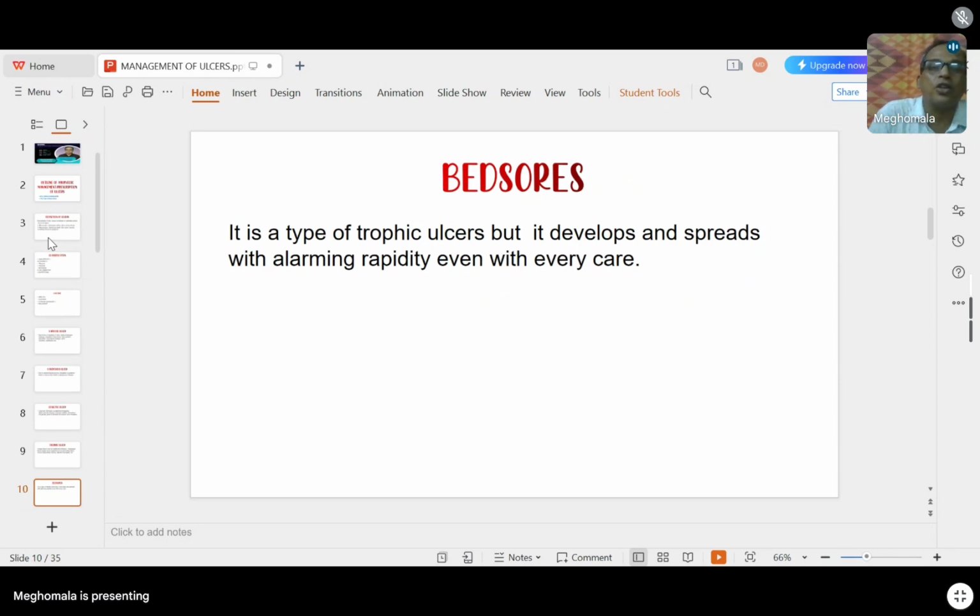Bed sores. Bed sore is also a type of trophic ulcer, but the difference between the trophic ulcer and bed sore is that it develops and spreads with alarming rapidity even with every care. What sort of care you are taking? But ultimately, mostly bed sores spread very rapidly. Today you see one, next day you see two. In that way it develops, it is moist, and ultimately it does not heal, and it causes generalized infection in immunocompromised patients who cannot move from his or her bed.